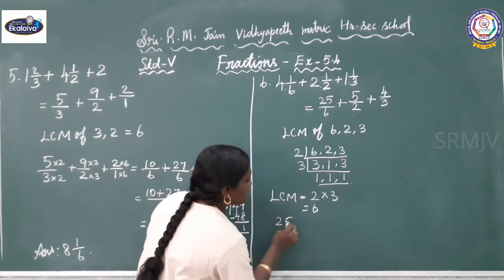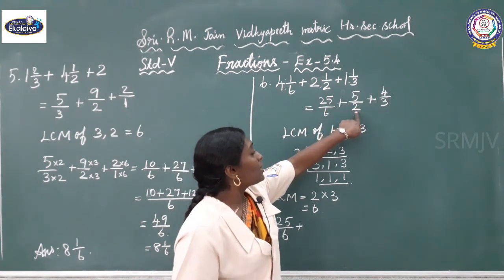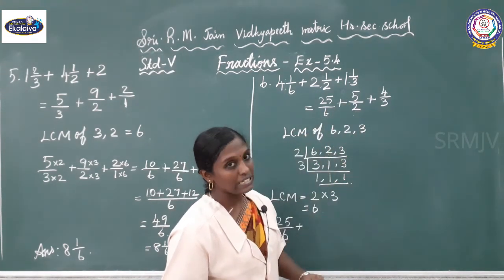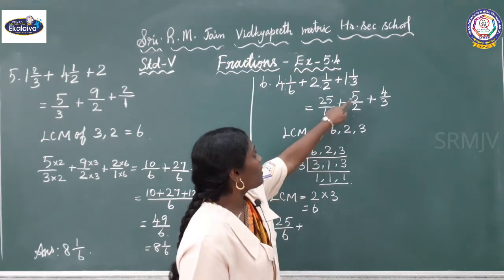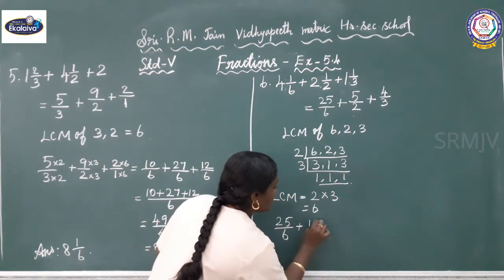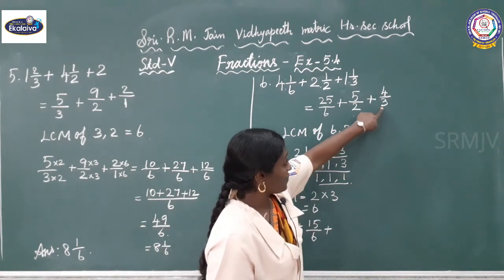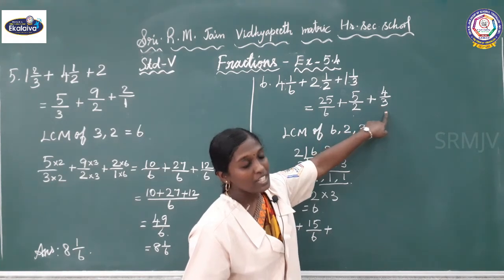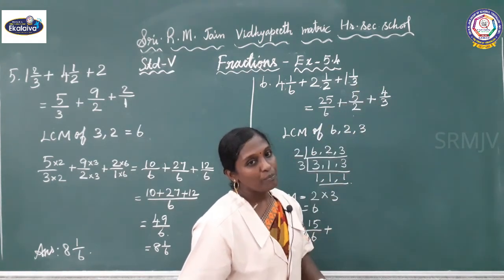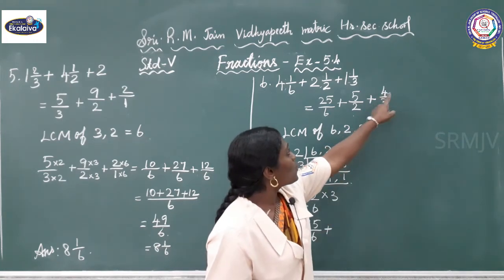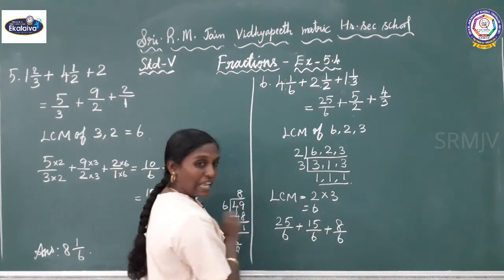We keep it as it is, 25 by 6, plus here 5 by 2. In the 2 table, when will you get 6? 2 3s are 6. So we have to multiply the numerator by the same number 3. 5 3s are 15. So 15 by 6, plus here the third fraction is 4 by 3. In the 3 table, when will you get 6? 3 2s are 6. So we multiply the numerator by the same number 2. So 4 2s are 8. 8 by 6. Now we got like fractions.